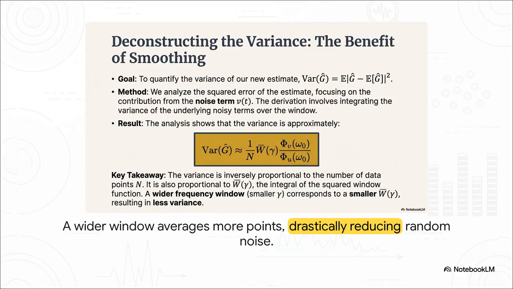But now for the benefit. Why does smoothing work so darn well against noise? Well, a wider frequency window means we're averaging more of those random noisy data points. And the more points we include in our average, the more the random ups and downs just cancel each other out. The key takeaway, which you can see captured in this formula right here, is that the variance drops as we widen our window and include more data. And this is what gives us that much cleaner, more stable, less spiky estimate.